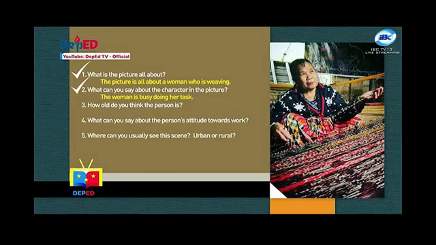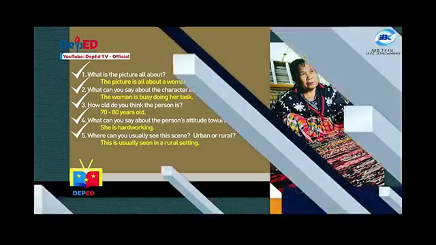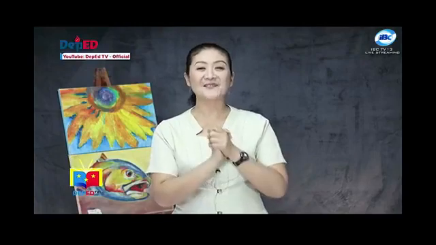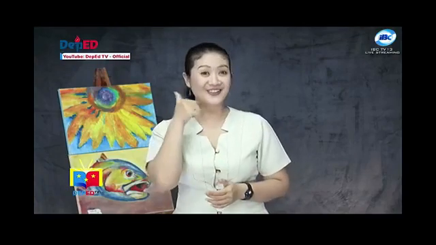Number 3, how old do you think the person is? Answer, 70 to 80 years old. Number 4, what can you say about the person's attitude towards work? Answer, she is hardworking. Number 5, where can you usually see this scene? Urban or rural? Answer, this is usually seen in a rural setting. Great job, kids! You are doing so great!